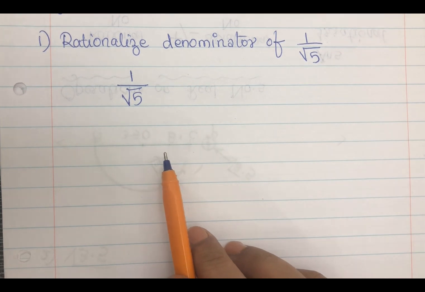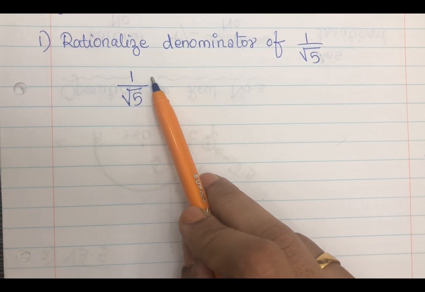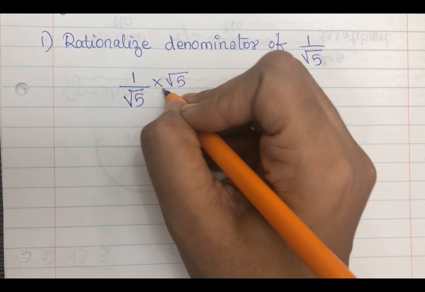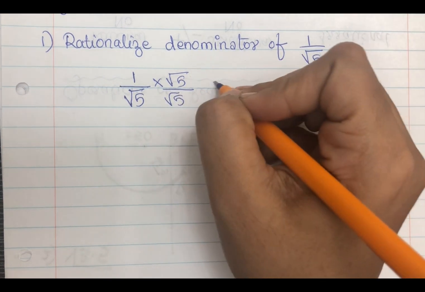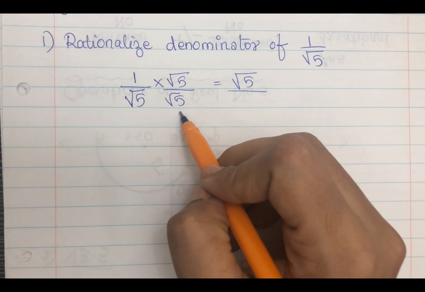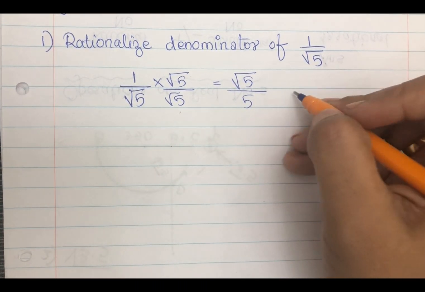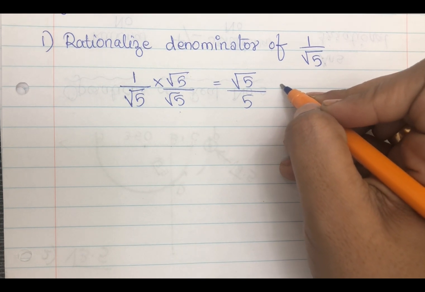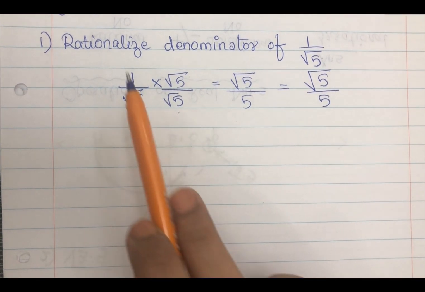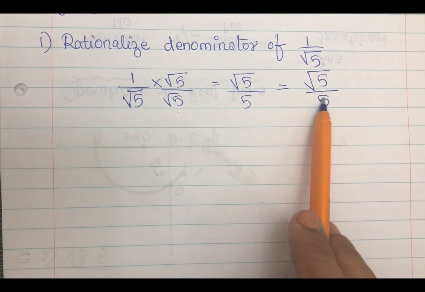So what will we do? We will multiply both the denominator and numerator by root 5, so into root 5 by root 5. Here we will get 1 into root 5 is root 5, and root 5 into root 5 is 5. Right? So this is the answer. Rationalizing the denominator of 1 by root 5, we get root 5 by 5.